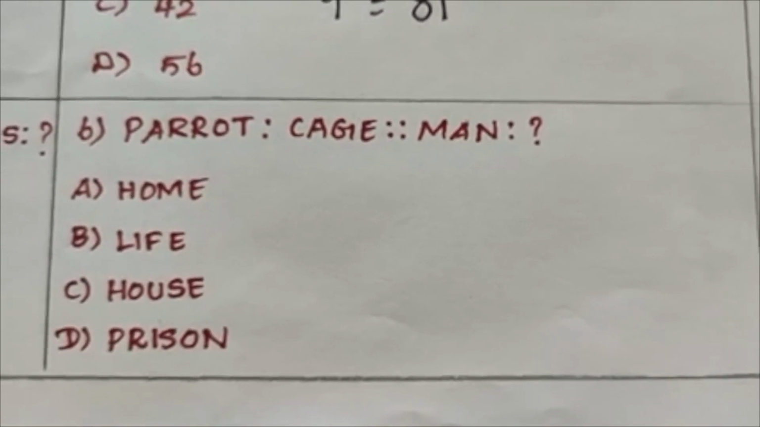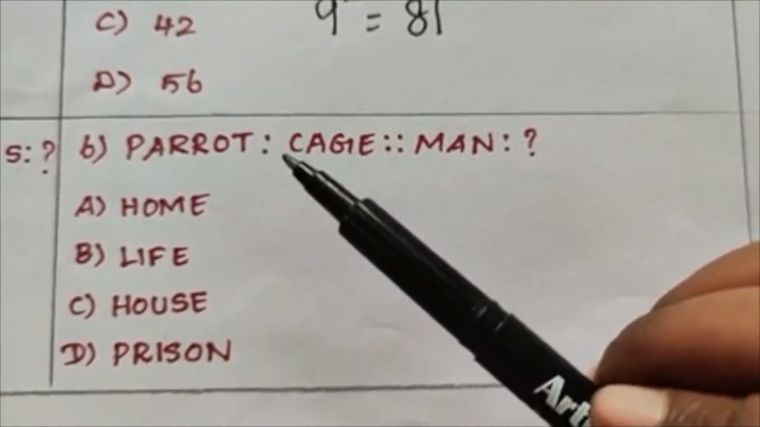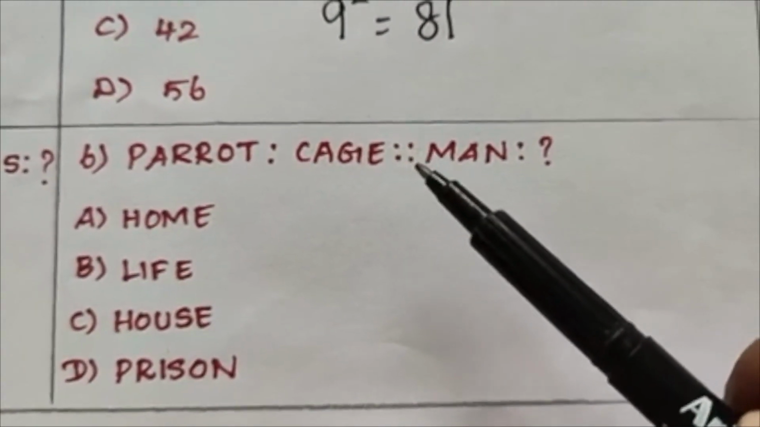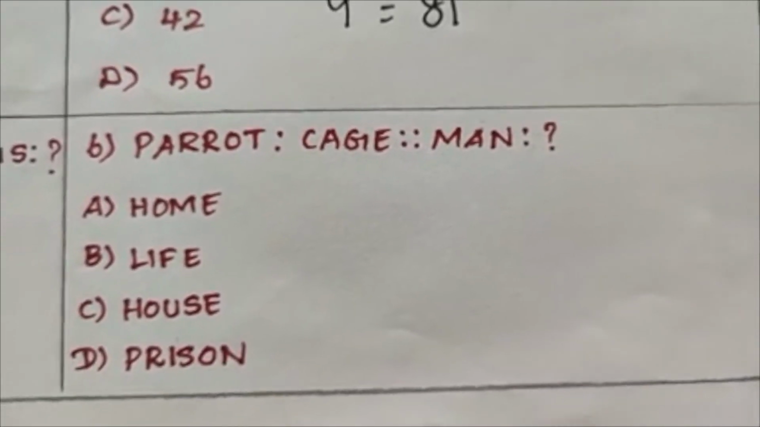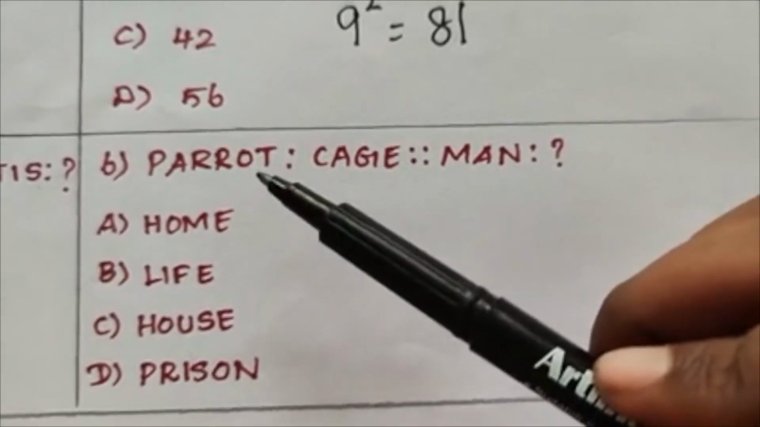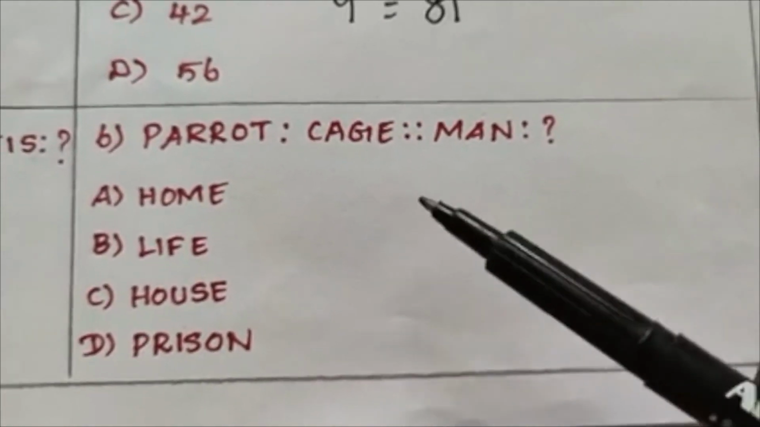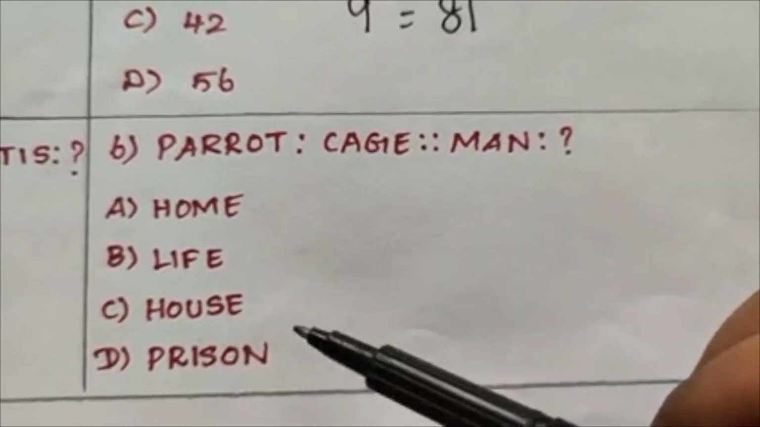Next question. Sixth one. Parrot is related to cage. In the same way, man is related to what? Okay, so parrot is a bird which is captured in a cage, right? So in the same way, man is captured in prison.